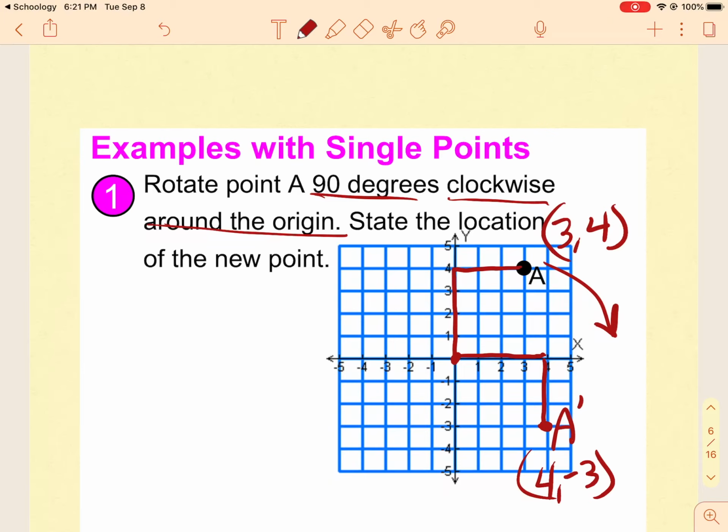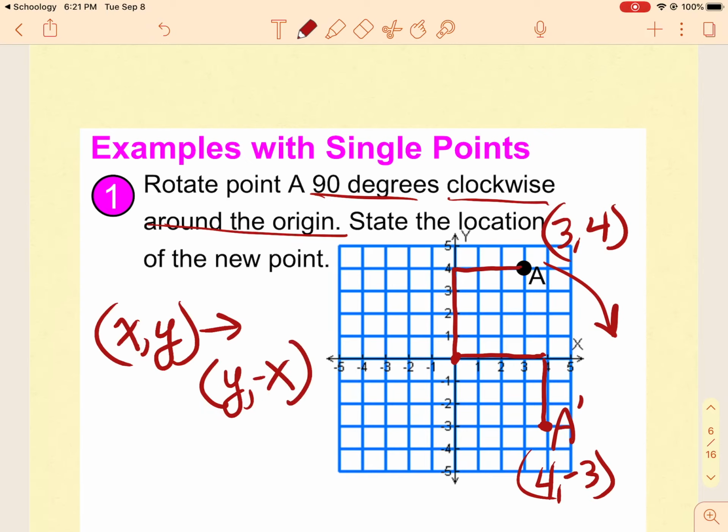So you can see you switched your x and y and then took the opposite of x. So 4, -3. Whether you're a visual learner or not, you can remember that the rule says to switch the x and y, but take the opposite x. So this is our new point.